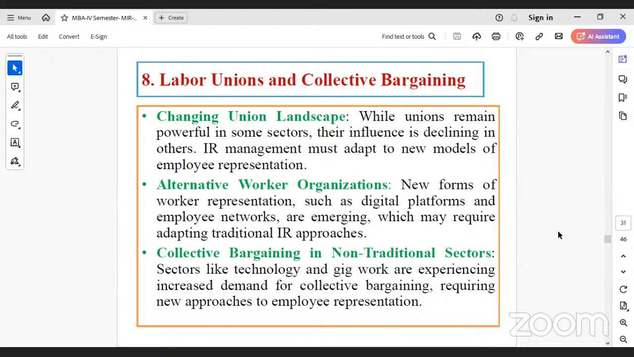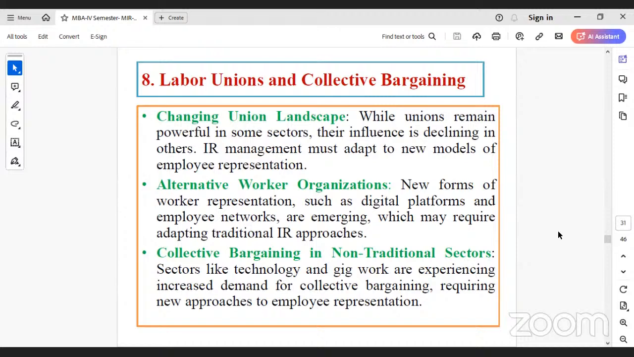Alternative worker organizations. New forms of worker representation, such as digital platforms and employee networks, are emerging, which may require adapting traditional industrial relations approaches. As per the requirement, they are going to recruit the employees, and they are also going to be involved in matters. So, collective bargaining in non-traditional sectors will work together collectively for the organization.